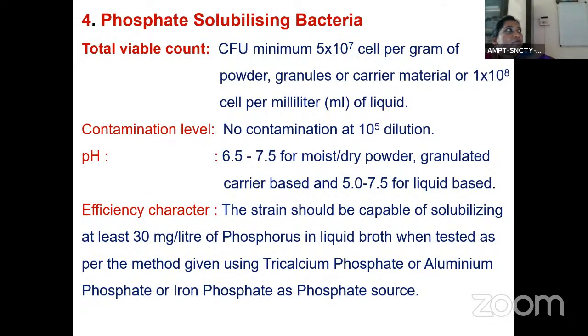Then the fourth biofertilizer we are producing mainly in the production units is phosphorus solubilizing bacteria. Total viable count should be 5 into 10 to the power of 7 cells per gram of any carrier. In liquid, it should be 1 into 10 to the power of 8. The contaminant levels: no contaminants should be present at 10 to the power of 5 dilution. pH should be 6.5 to 7.5 for moist or dry powder. If you're talking about the granulated carrier based, and the liquid based biofertilizers, the pH should be 5 to 7.5.